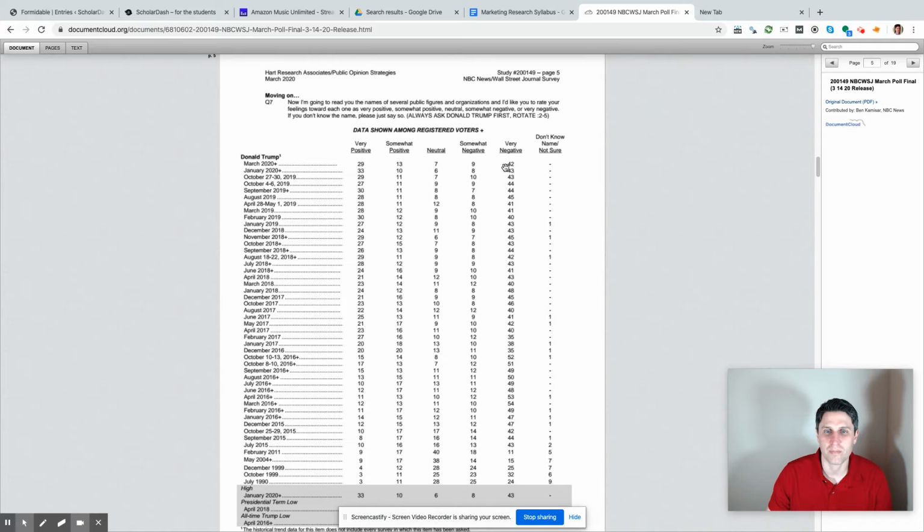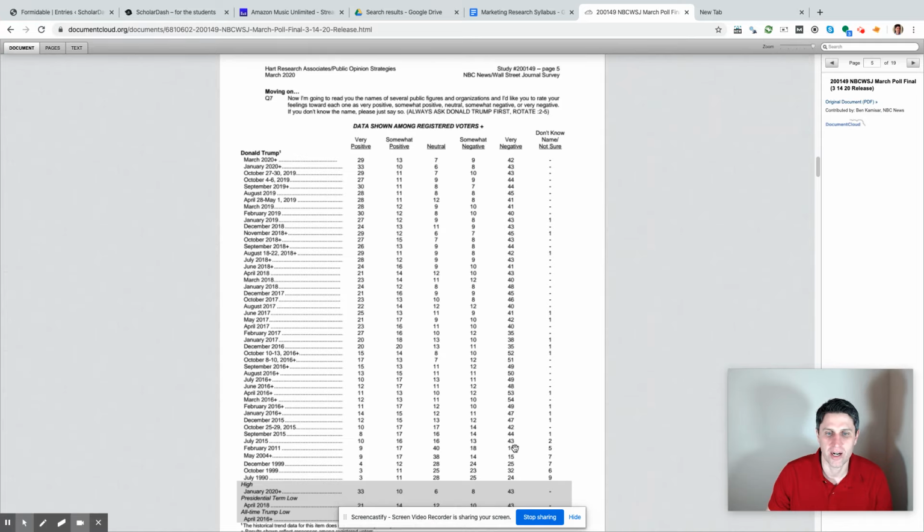Let's look at his very negative numbers though. For very negative, it looks like he peaked out in April of 2016 with a 53, but then those negative numbers dropped a little bit and he got elected. And you can see the very negative numbers are lower here in December of 2016, right after his election. They're in the low 40s.